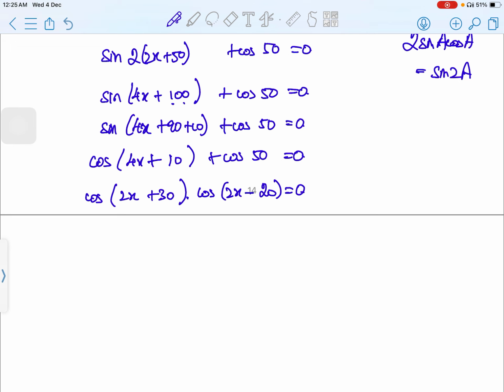So any one of them is supposed to be equal to 0. So your x value will be 30 or 55. Can you understand? So the smallest value is x equals 30 degrees.